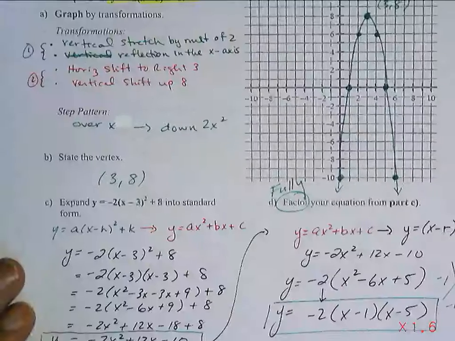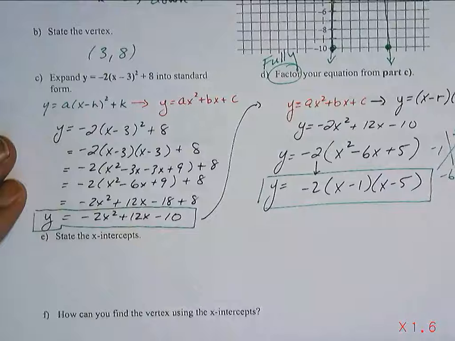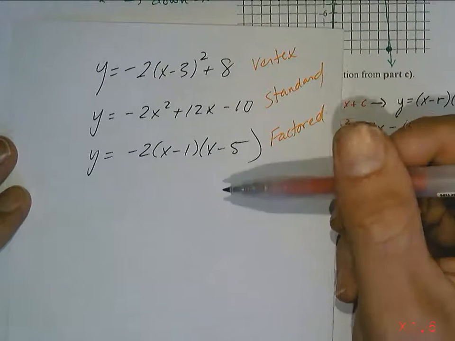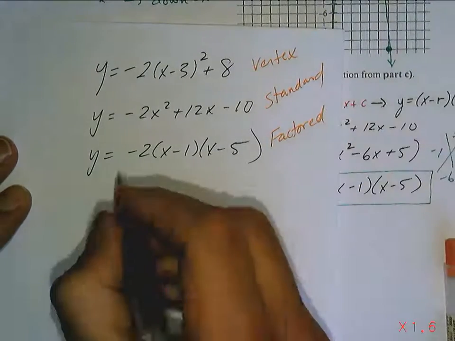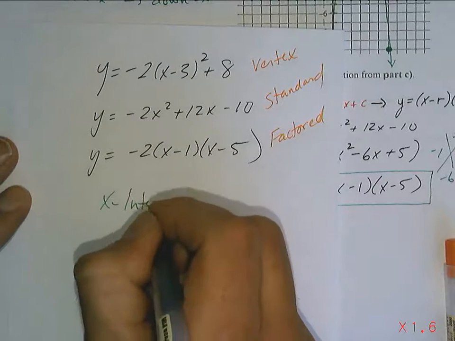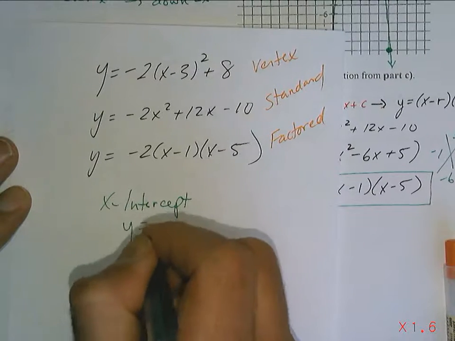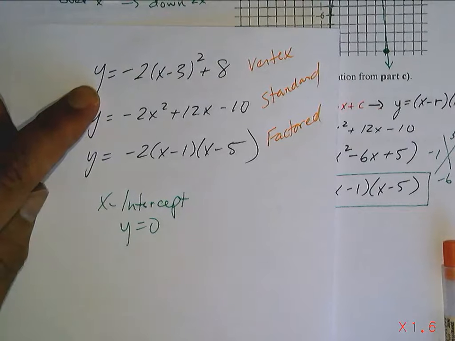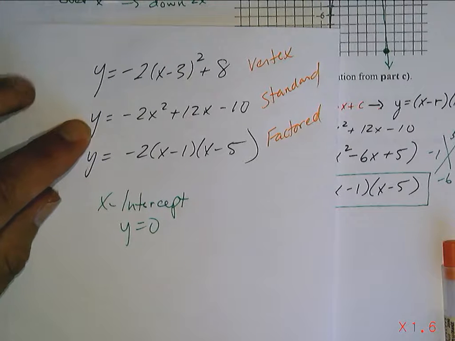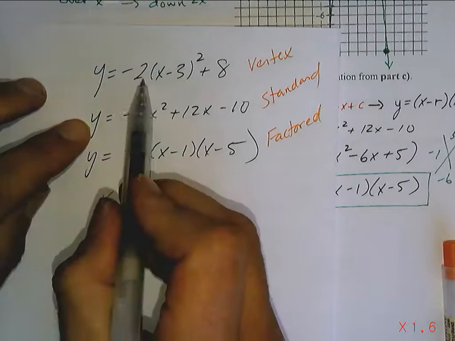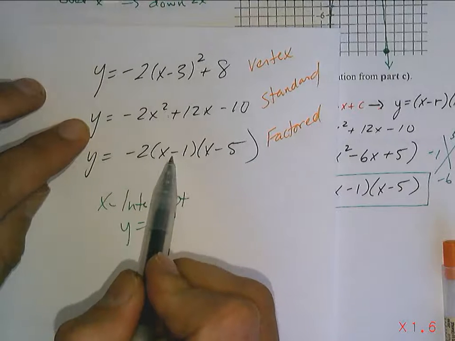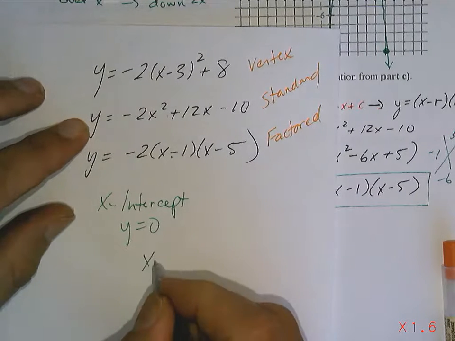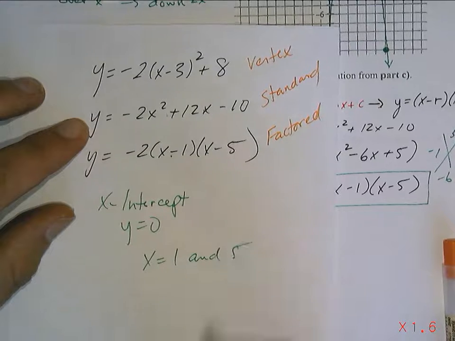So they want me to state the x-intercepts. Which of these three forms is the best to get your x-intercepts from? Well, an x-intercept means y equals 0. If I put y equals 0 here, I'm in for a world of hurt. I got a lot of work to do. If I put in y equals 0 here, I got a lot of work to do. This one I need to change into this, and then I need to change it into this. Or, if I just look here, I know that my x-intercepts are x equals 1 and 5. Done.